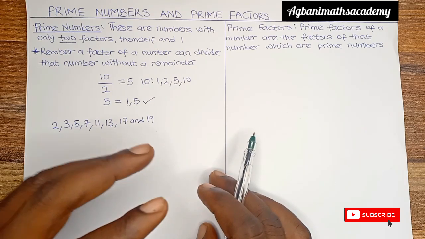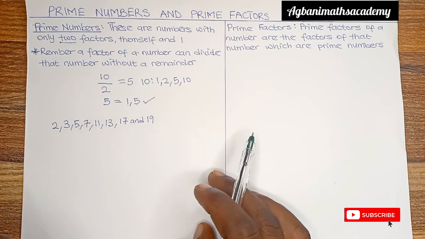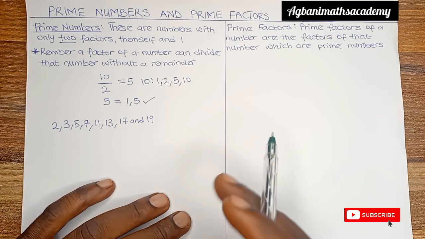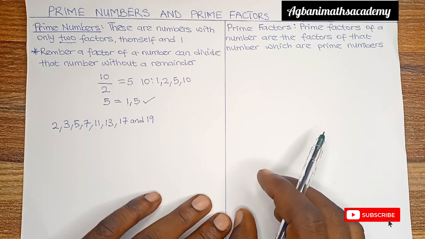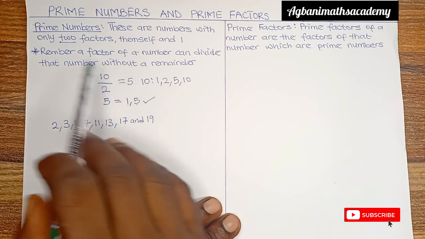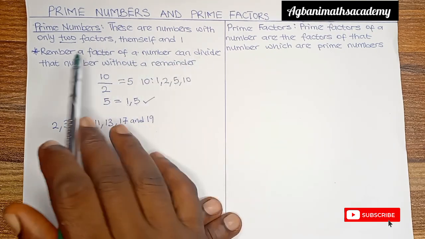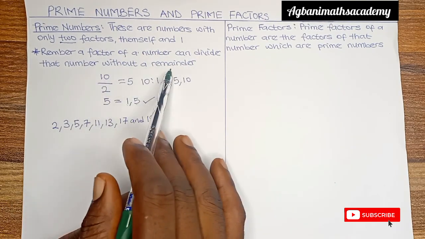So prime numbers are numbers that have only 2 factors, itself and 1. With that, we go to prime factors. Before we look into prime factors, we need to remember what factors are. Factors of a number can divide that number without a remainder.